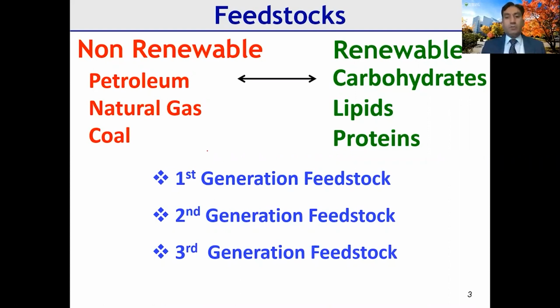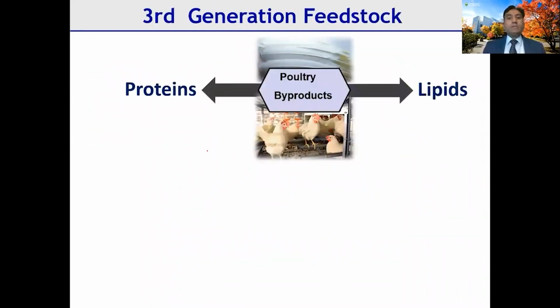For example, we use land, we use resources to produce these feedstocks, although we don't use them for food or feed applications. And then there are third generation feedstocks, which can be from industrial or byproducts, which do not compete with the food and feed either directly or indirectly. One example of such feedstocks could be the poultry industry byproducts. These are third generation feedstocks.